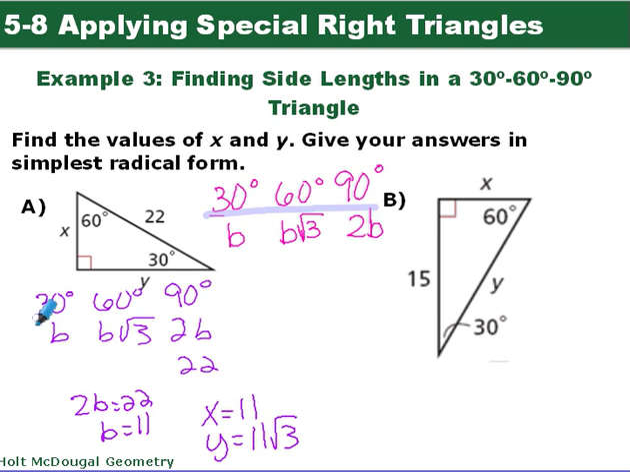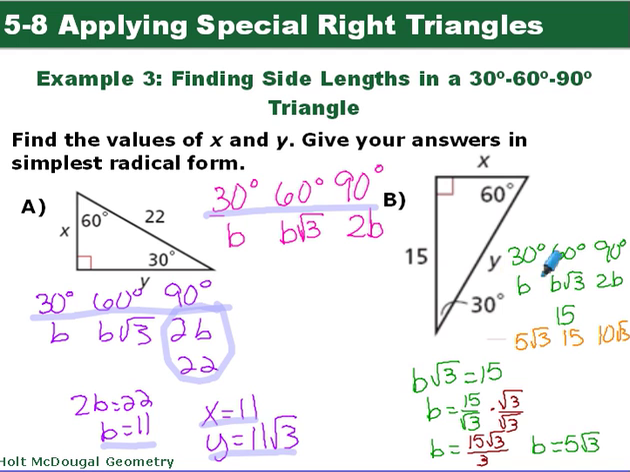So here again is why you're using this table, filling out 30, 60, 90 degree, B, B square root 3, and 2B. We know the hypotenuse length is 22. So here we have an equation we can solve: 2B equals 22, so B equals 11. Now we plug in B. Our 30-degree side, X, must be 11, and Y, opposite our 60-degree angle, would be 11 square root 3. Short and sweet. Now let's take a look at B.